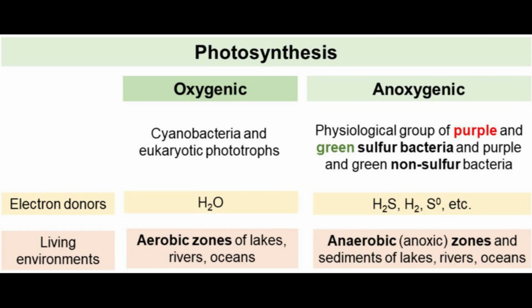There are two types of photosynthesis, anoxygenic and oxygenic. Anoxygenic photosynthesis occurs in a few photosynthetic bacteria, which belong to the subkingdom of Turbacteria. Their photosynthetic pigment is bacteriochlorophyll. Oxygen is not released during anoxygenic photosynthesis.